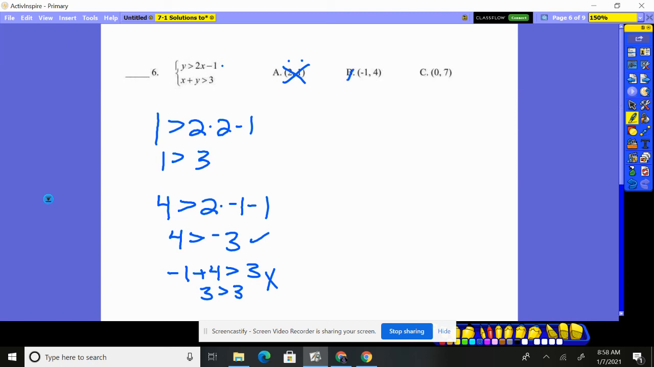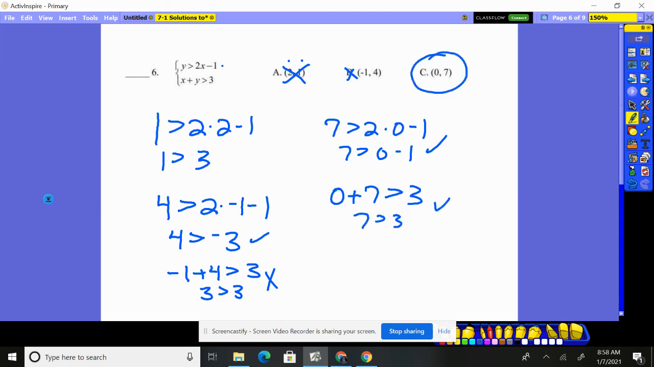So it looks like it's going to be C, but let's just double check it. Let's plug in (0, 7). Is y of 7 bigger than 2 times 0 minus 1? Is 7 bigger than 0 minus 1? Yes, 7 is bigger than -1, so it works for the first inequality. And then finally, x is 0 plus y is 7. Is that bigger than 3? Is 7 bigger than 3? Yes. This point makes both inequalities true. Okay.